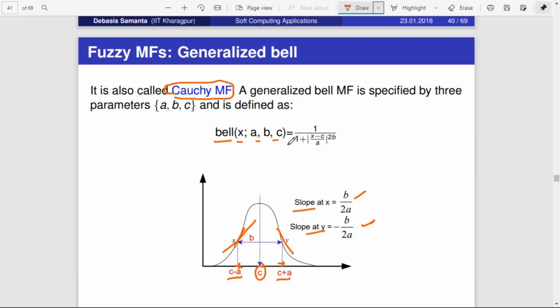Bell of x, a, b, c is equal to 1 by 1 plus |(x minus c) by a| to the power 2b, right? So this represents that if it results in some negative value, it will just take it as a positive one, that is, the sign will be ignored, okay, and 2 to the power b. So this is a generalized bell curve which is called the Cauchy MF. We will be discussing some examples based on this, so we'll be revisiting this again.